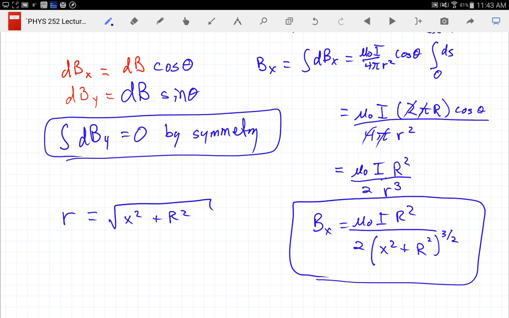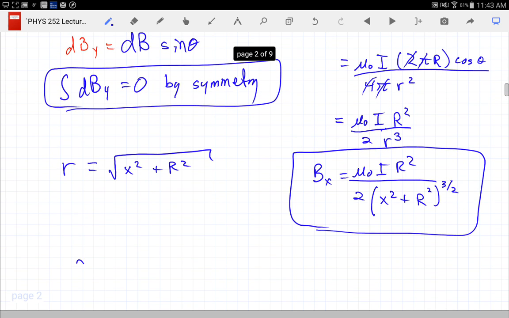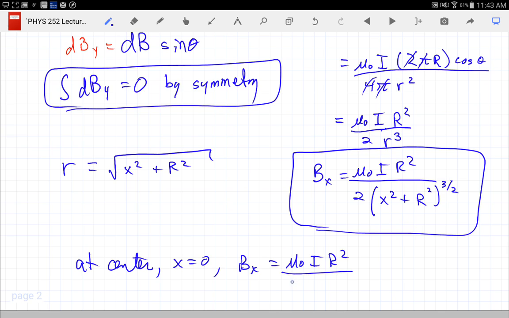I think you had it at the center of a circle, didn't you? I thought you did. Well, even if we didn't, for the one with the proton, it asks us to find the magnetic field at the center. We use the equation for the magnetic field at the center of a circle with a current. So if you're at the center of the circle, x equals 0, so Bx is equal to mu naught I r squared over 2 r cubed, or mu naught I over 2r.